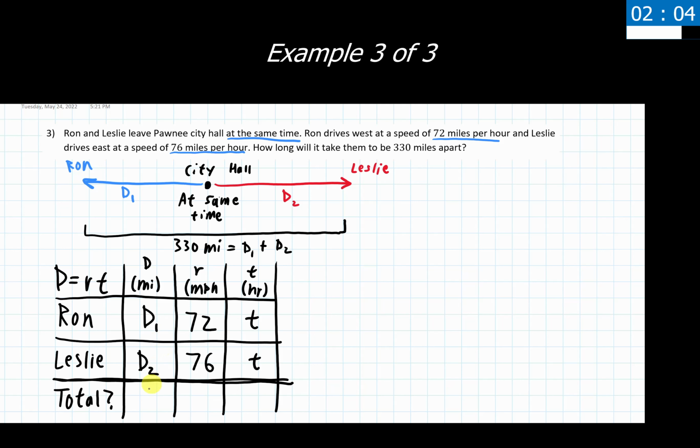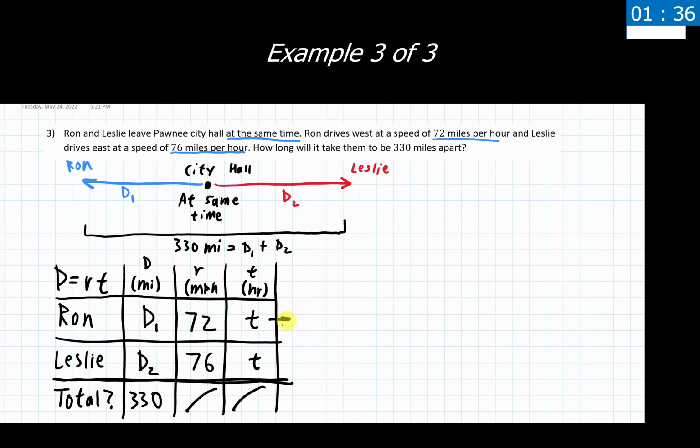And then do I have any totals that are showing up here? Yeah, I've been told that they travel a total of 330 miles, and that's going to be these two distances adding together. It doesn't make sense necessarily to add the rates together, at least at this point in time, and it doesn't really make sense to add the times together because they travel for the same amount of time. So we can go ahead and put a little line through those and cancel those out.